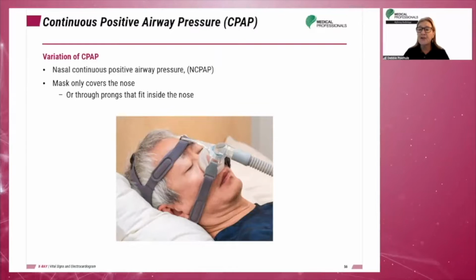In the nasal continuous positive airway pressure, or NCPAP, the mask only covers the nose. Air or oxygen is delivered through prongs that fit inside the nose.